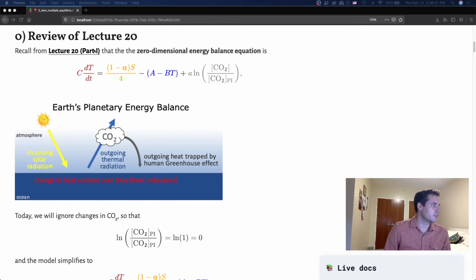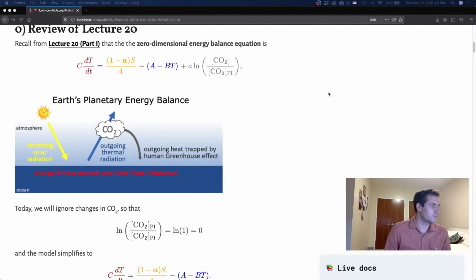In lecture one, we talked about Earth's planetary energy balance, which you can think of either as this equation here or this diagram. Basically there are four different things you need to know. The first thing is that the planet is warmed by incoming solar radiation. This is shortwave visible light and ultraviolet light that comes in from the sun.